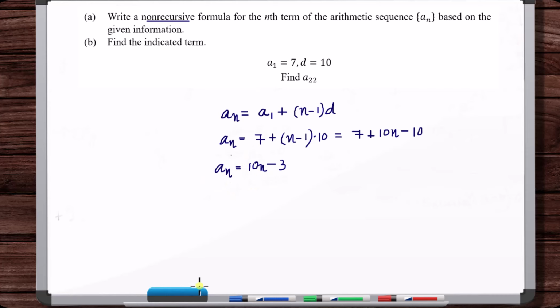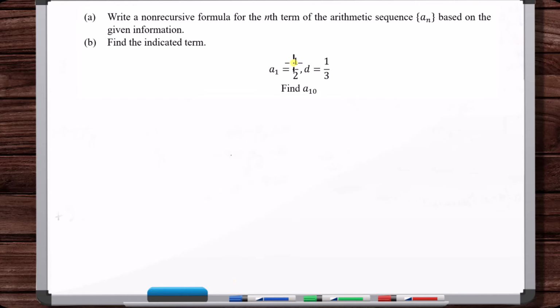Now find a sub 22. So we just plug in 22. 10 times 22 minus 3. So 217. That's a sub 22.